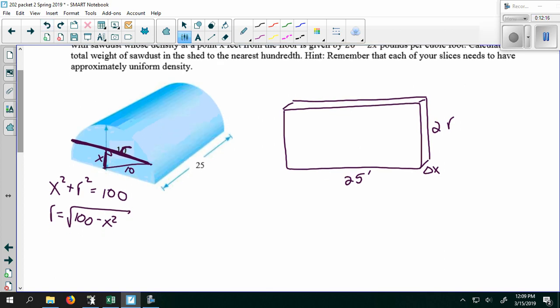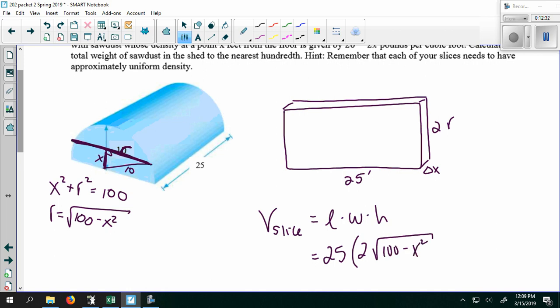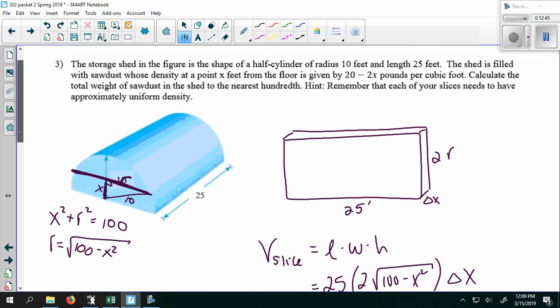So then the volume of this slice is length times width times height. So 25 times 2R, so that's 2 square roots of 100 minus X squared, times the height, which is delta X. So that's the volume, but they didn't ask me for the volume of this thing. They asked me for the weight of the sawdust inside, right?